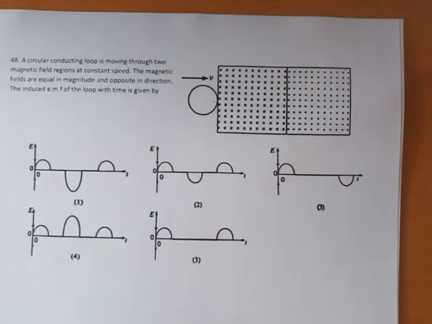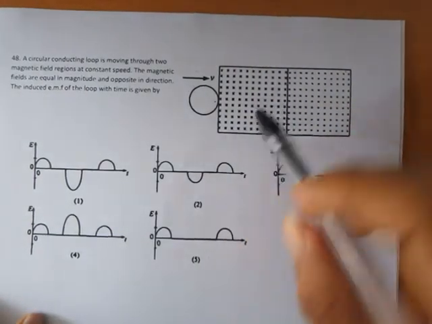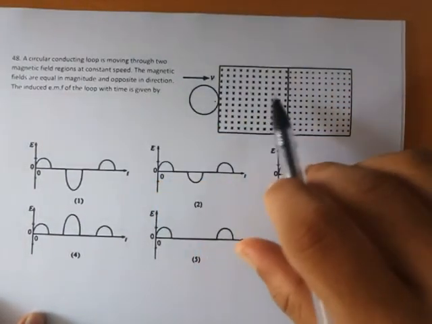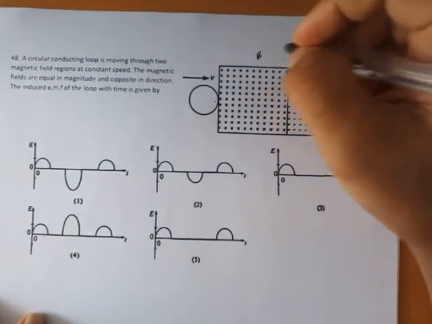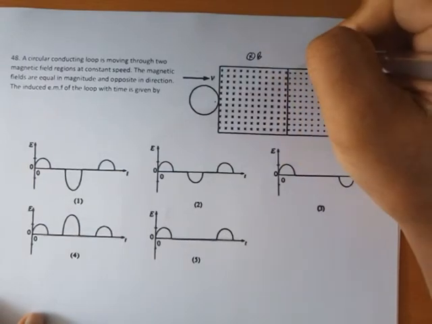A circular conducting loop is moving through two magnetic field regions at constant speed. The magnetic fields are equal in magnitude and opposite in direction. So now we have two magnetic fields. One is into the paper and the other one is coming out of the paper, and both have the value B. Let's say this is also B and this is also B. Okay, and this is into the paper, and here this is coming out of the paper.